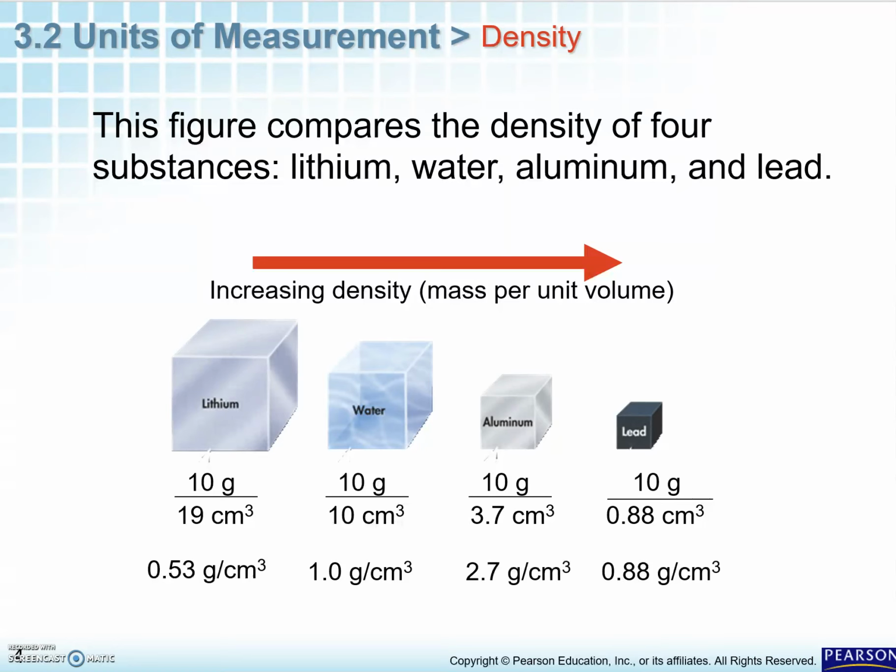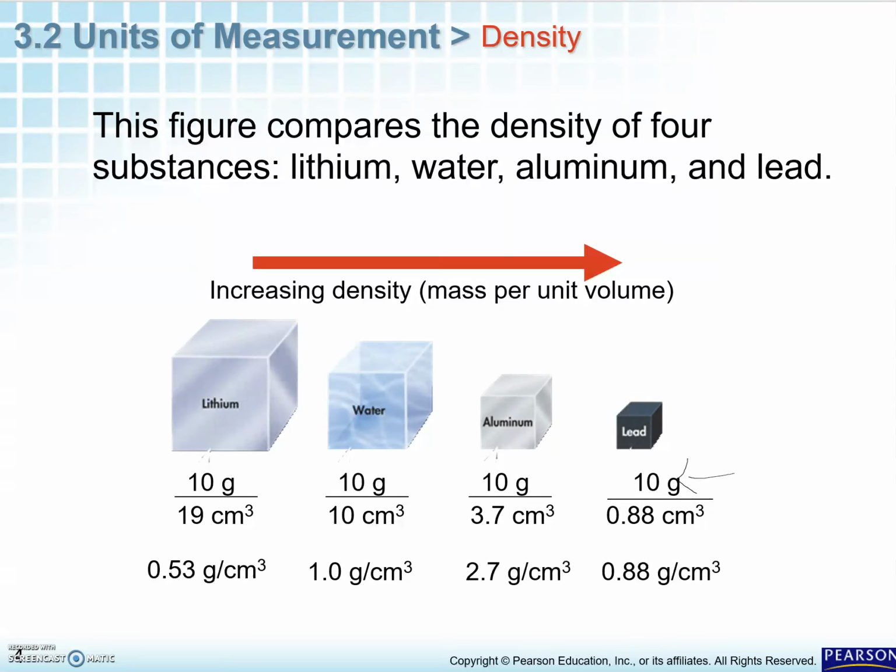As you go down the line, you'll start to see water has a higher density of 1 gram per centimeter cubed. And then you get an even more of an increase, which is 2.7 grams per centimeter cubed. And finally, you get something called lead, which is going to have a density of 0.88 grams per centimeter cubed.